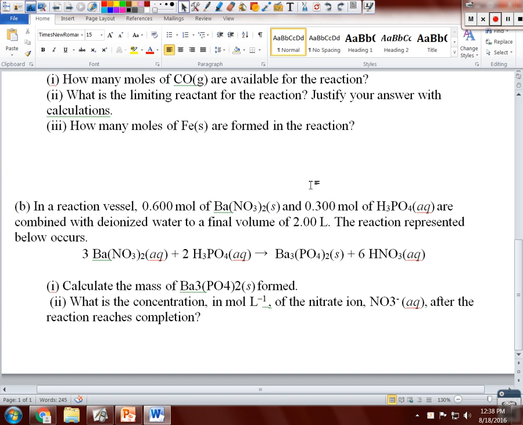All right, so B, in a reaction vessel. Guys, all that means is a beaker, a flask, something where a reaction takes place. It's a vessel for a reaction. Like a cruise ship is a vessel for fun. It just makes them sound fancy. 0.600 moles of, what is that compound? Nitrate. What state of matter? Solid. And 0.3 moles of, what is that stuff?